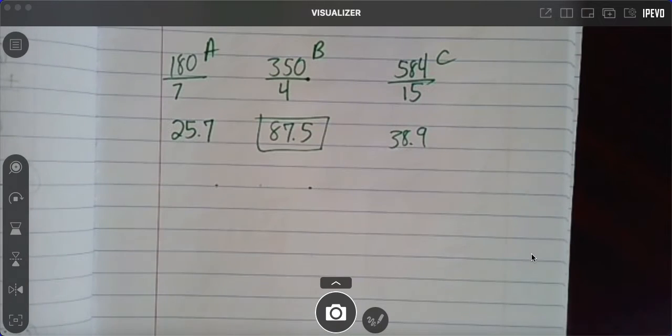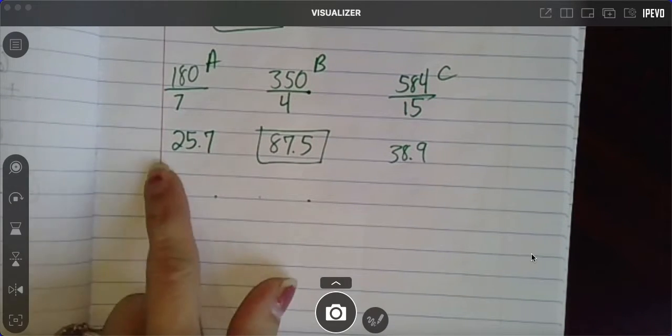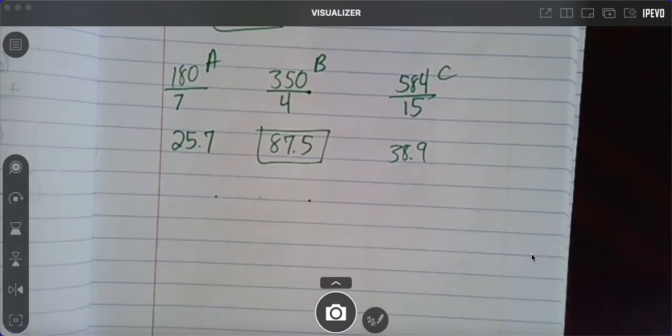Okay. Everybody good with that one? It's just that easy. You're just comparing, finding their average. All right, just divide them. Okay.